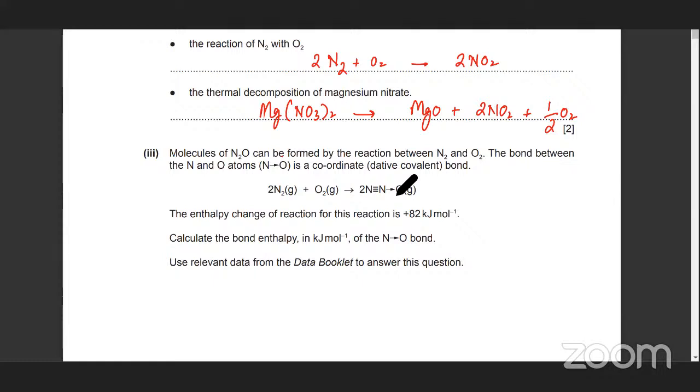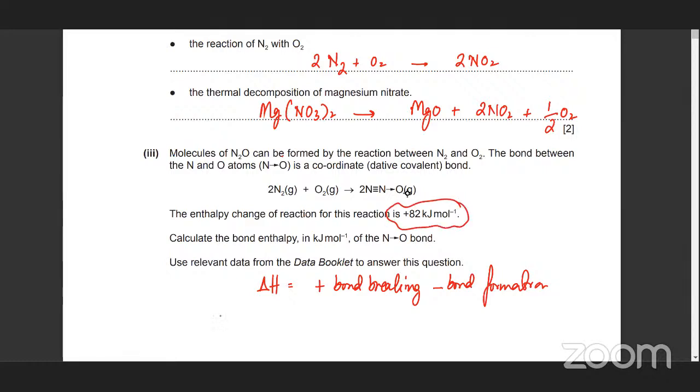In this reaction, you're going to use the data booklet and you're going to use this formula, which is you're going to calculate the energy that is needed for bond breaking, that would be endothermic, minus exothermic, the energy that is released during bond formation. In this question, we already have the answer: the enthalpy of the reaction is given as plus 82 kilojoules per mole.